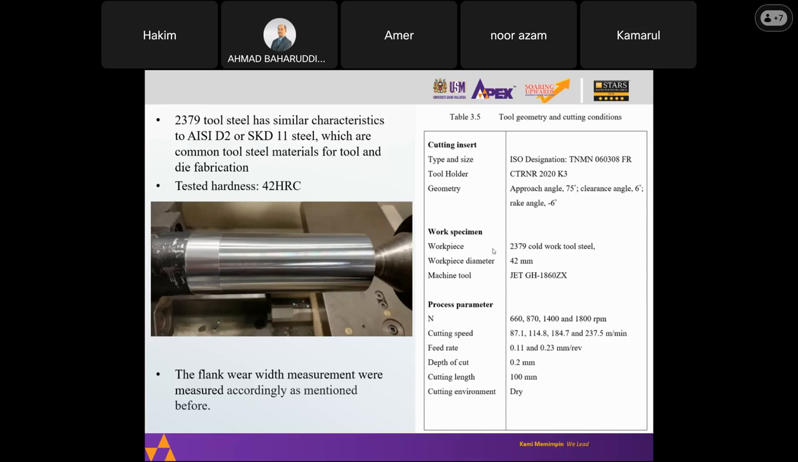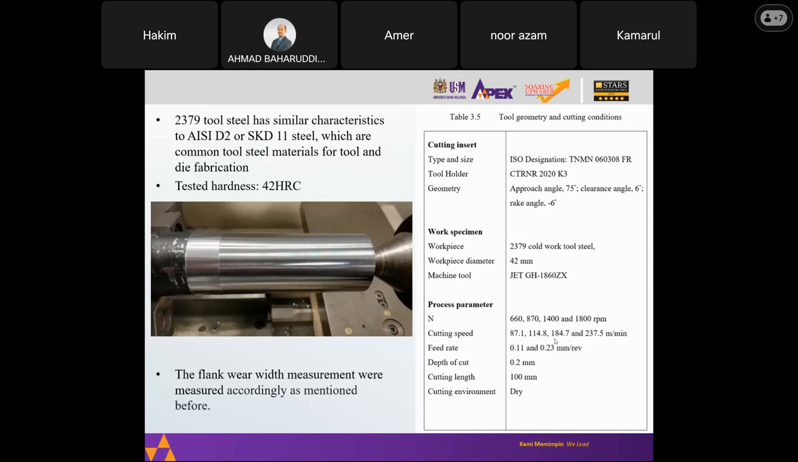Then the specimen workpiece diameter is 42 mm, and the machine tool is a lathe machine, GET GH. This is the name of the lathe machine. So, the process parameter for the highest speed at the lathe machine: this RPM is equivalent to a speed of 87,114.